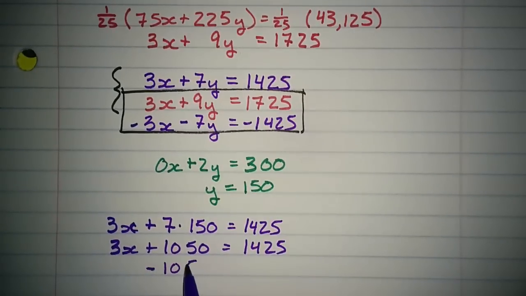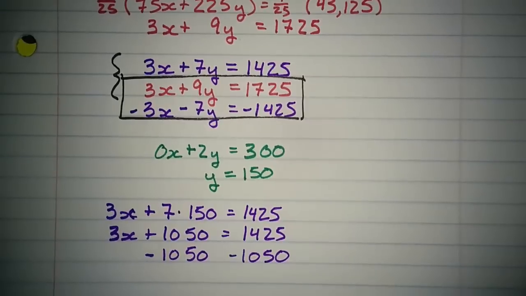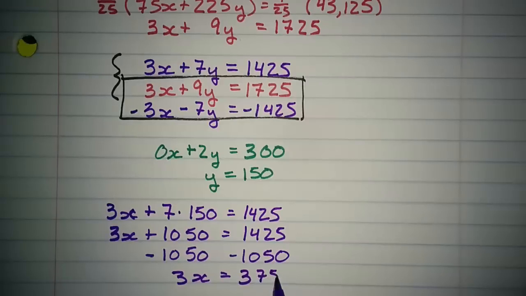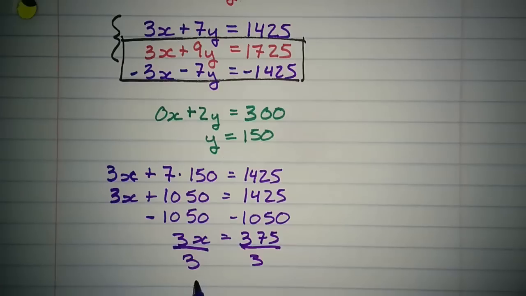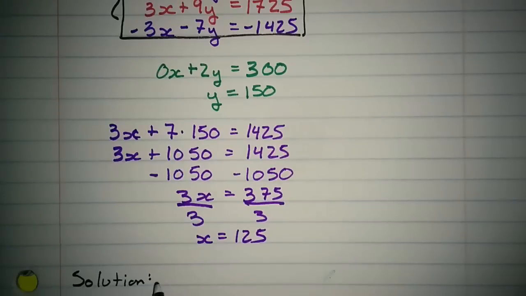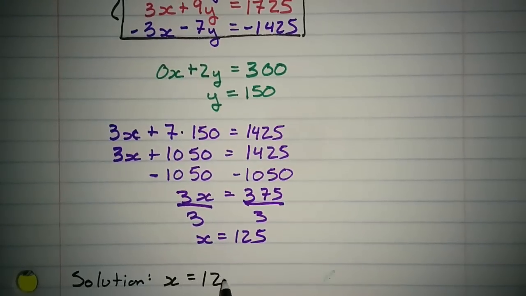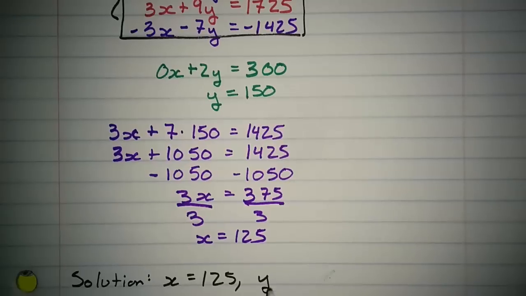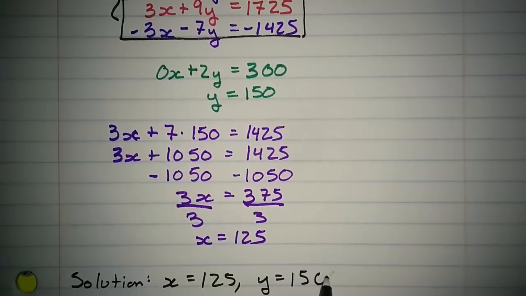Subtract 1050 from both sides, and we get 3x equals 375. Divide both sides by 3, and I get x equals 125. So I think my solution is x equals 125, y equals 150.